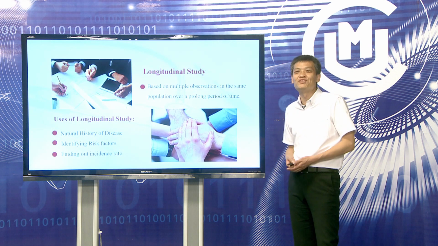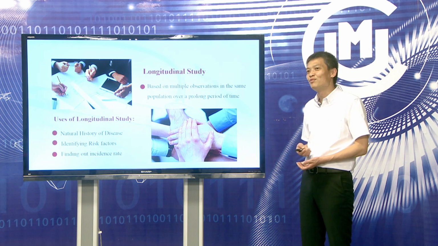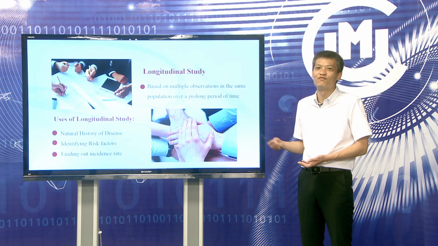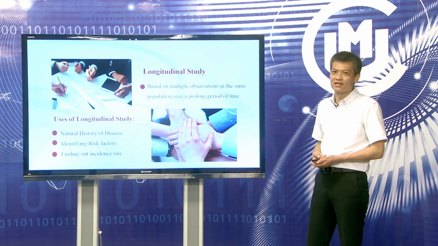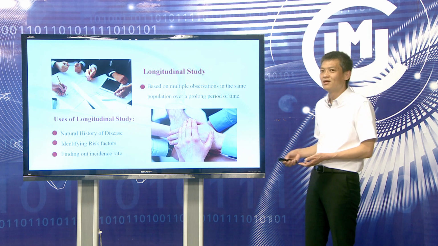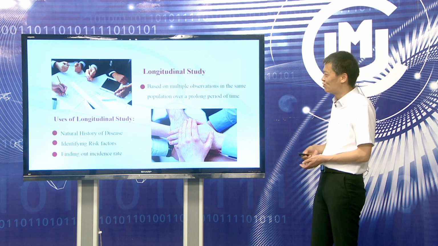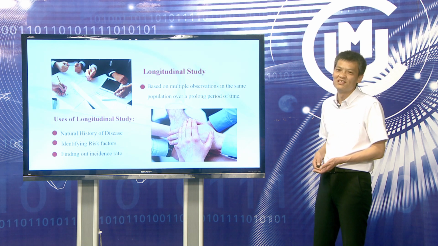A longitudinal study is based on multiple observations in the same population over a prolonged period of time. It repeats the cross-sectional study many times. We use the longitudinal study to get the natural history of disease, to identify risk factors and to find out incidence.